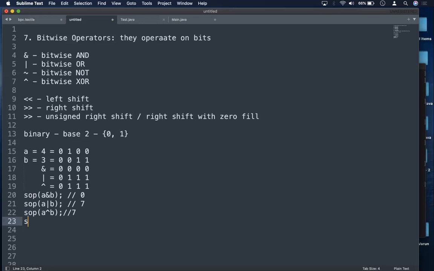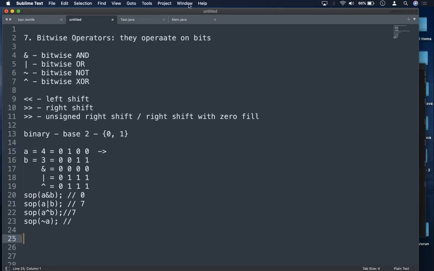In the same fashion, System.out.println, the negation of this particular A. So I'm just asking for the negation of A. So what is the negation of A actually? A is 4, so you have to negate it. Okay, so the formula for this is minus A plus 1 actually. Okay, the formula is going to be minus A plus 1. Let's see how it is going to work.